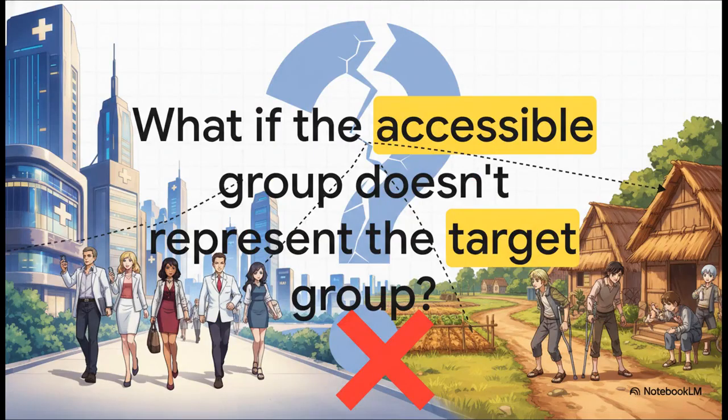And that, of course, leads us to the final critical question. What happens if the available group, the people researchers can easily reach, isn't truly like the ideal group? What if those city patients are, say, wealthier or have better health care than the average person in a small town? What happens then? Well, that's where things get tricky, and it's something to definitely keep in mind the next time you see one of those headlines.